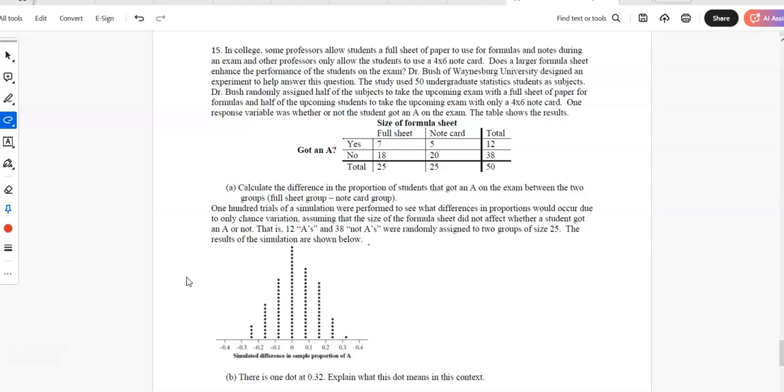One response variable was whether or not the student got an A on the exam. Here's the table. Okay, so calculate the difference in the proportion of students that got an A between the two. So you go 7 out of 25 minus, is it full sheet? Yeah, minus note card, minus 5 out of 25, which is a total of 2 out of 25, or approximately 8%.